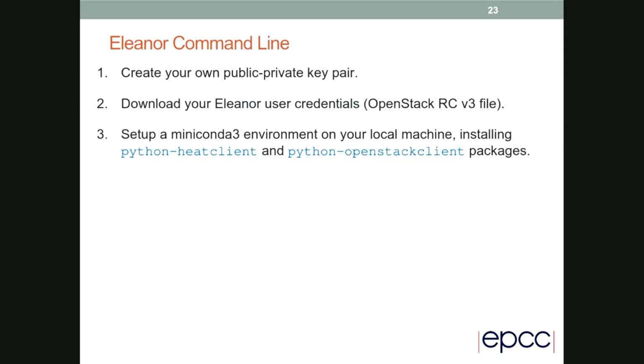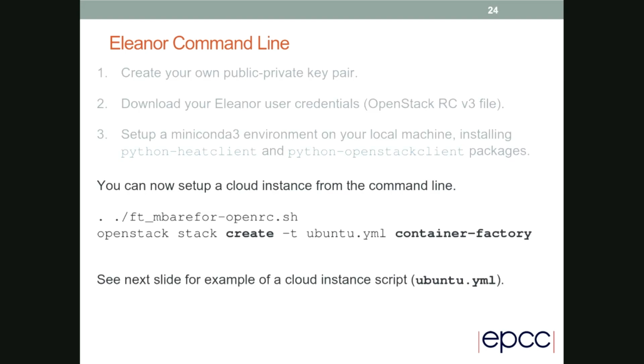But how do I actually get into a position where I can access my cloud factory instance from my local command line? Well, I need to set up a public-private key pair to begin with, and then I need to download some Eleanor user credentials, and then I just need to set up a Miniconda 3 environment and store certain packages that support accessing an OpenStack cloud instance. That's quite straightforward to do.